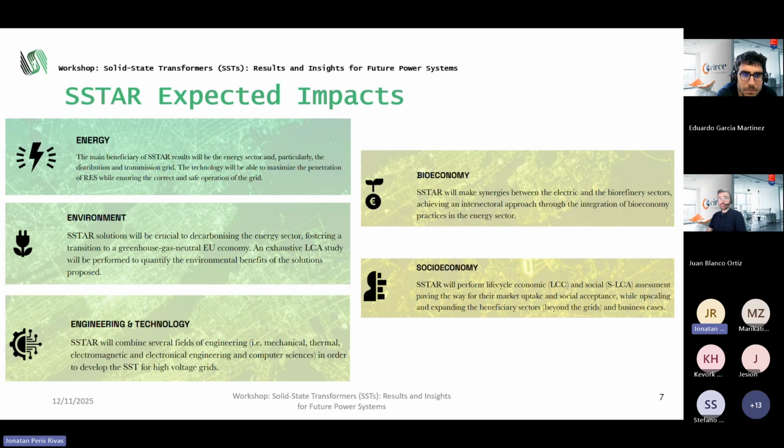So overall, SSTAR contributes directly, or tries to contribute directly as its main goal, to Europe's green transition and technological autonomy in next generation power systems. So these are our main goals and expected impacts once the project finishes. We are approaching the last phases, so our expectation is to fulfill all the initial objectives.